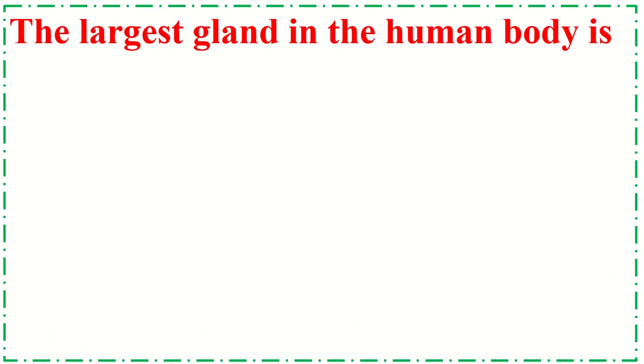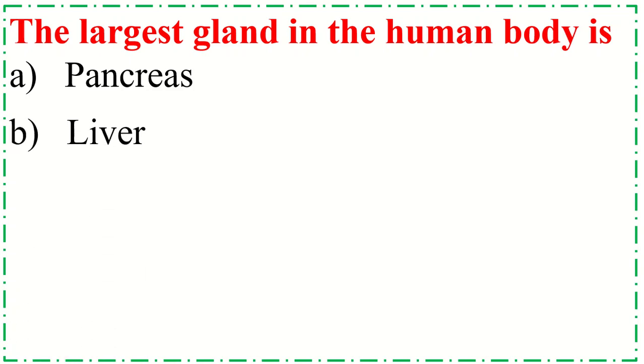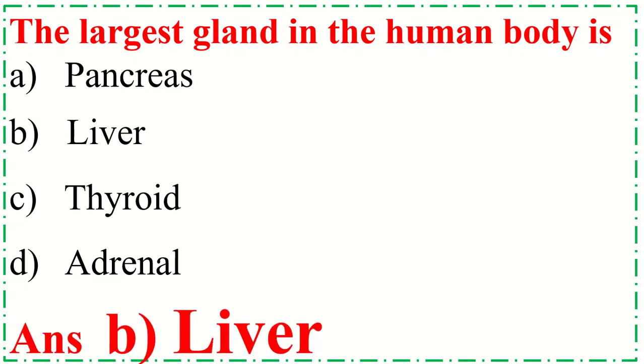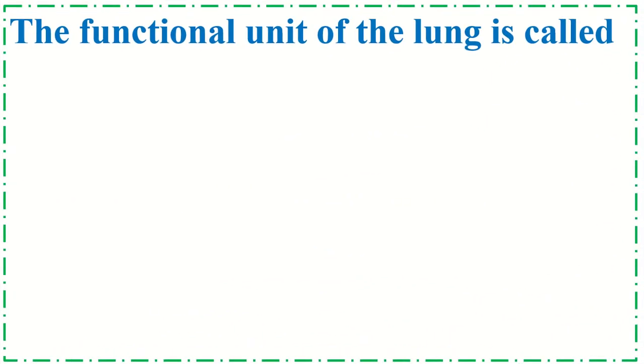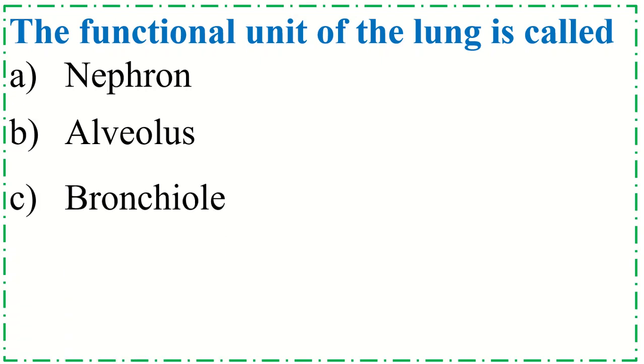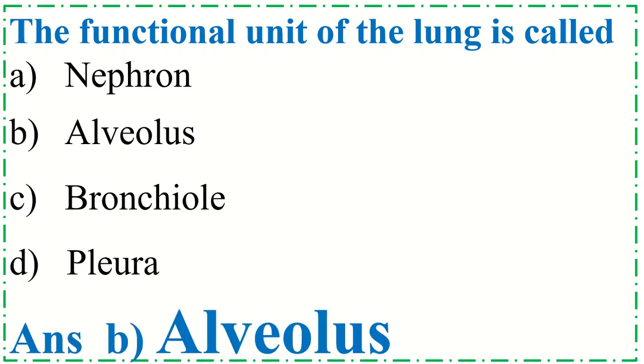The largest gland in the human body is option A pancreas, B liver, C thyroid, D adrenal. Correct option is B liver. The functional unit of the lungs is called option A nephron, B alveolus, C bronchioles, option D pleura. Correct option is B alveolus.